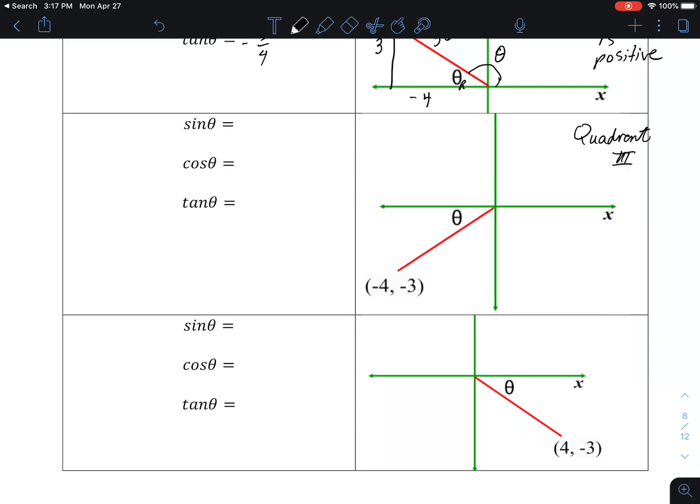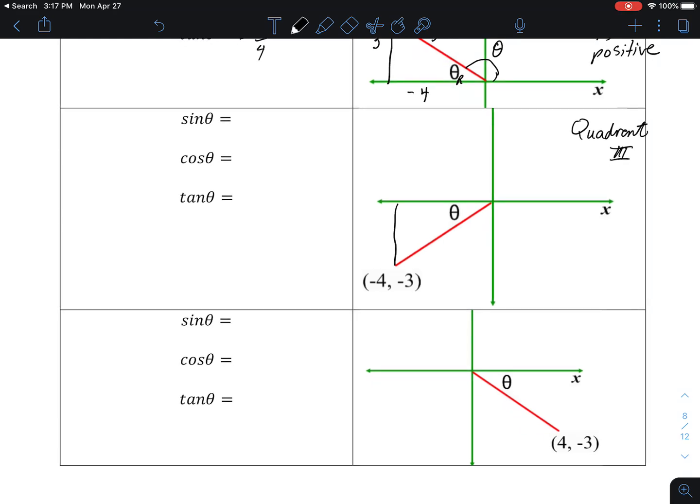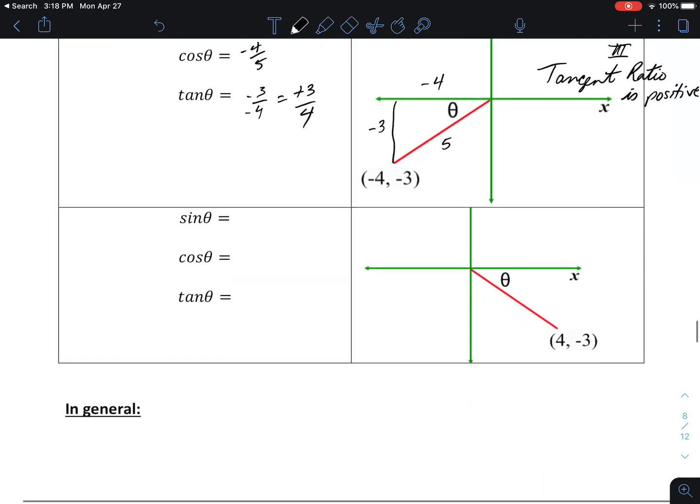And now let's look at quadrant 3. So in quadrant 3, same triangle. This is -3, -4, and 5. Sine is -3/5, cosine is -4/5, and tangent is -3/-4, which is positive 3/4. So those two negatives cancel each other out. Here the tangent ratio is positive.